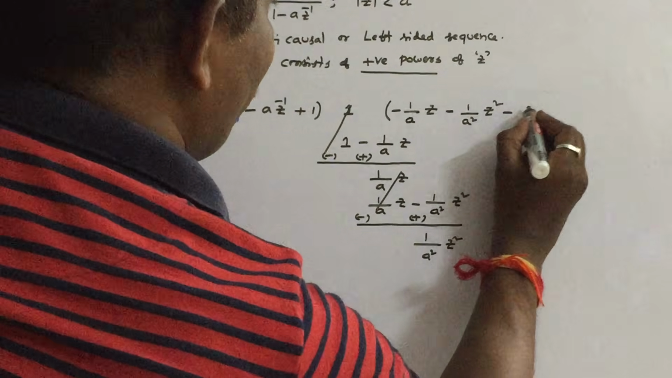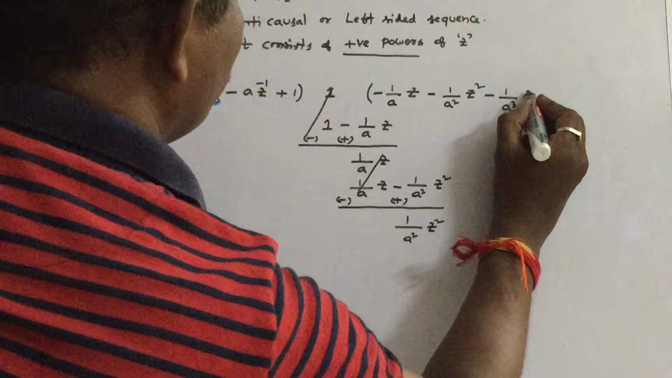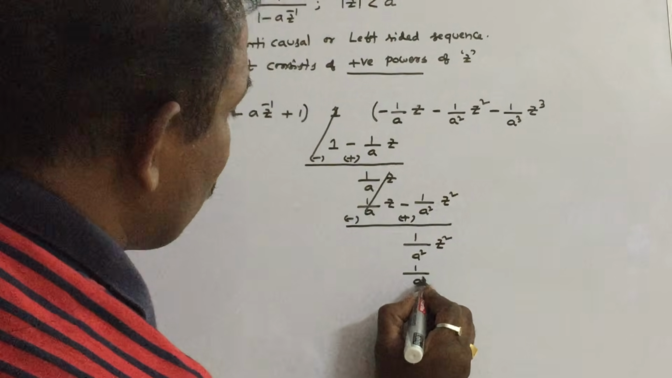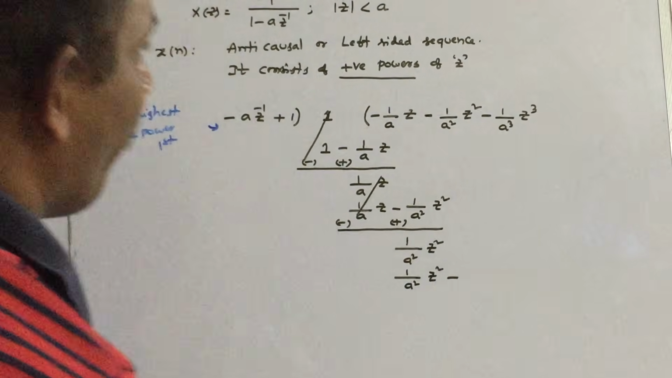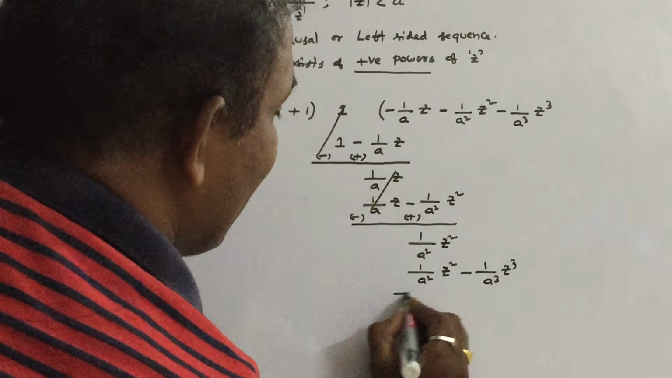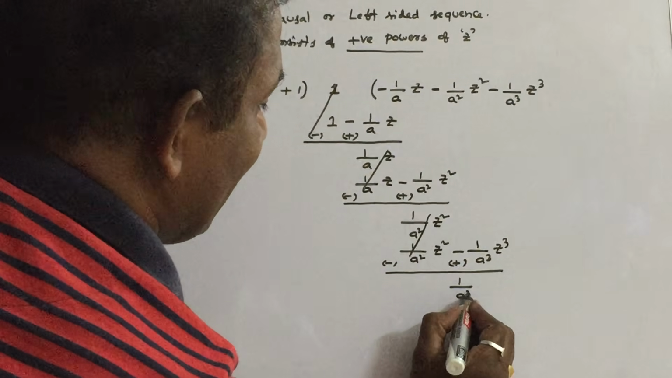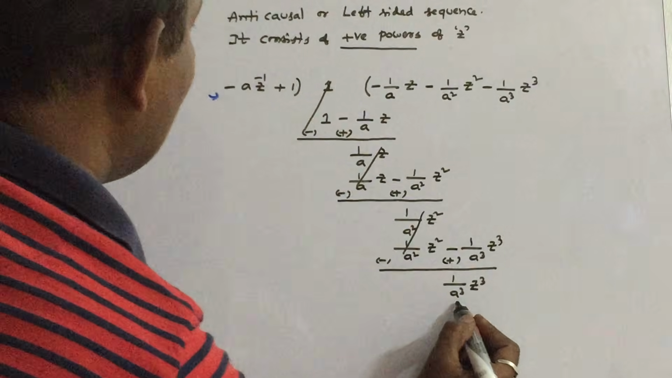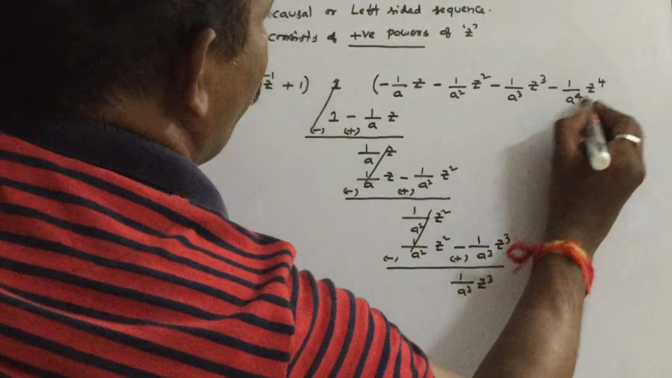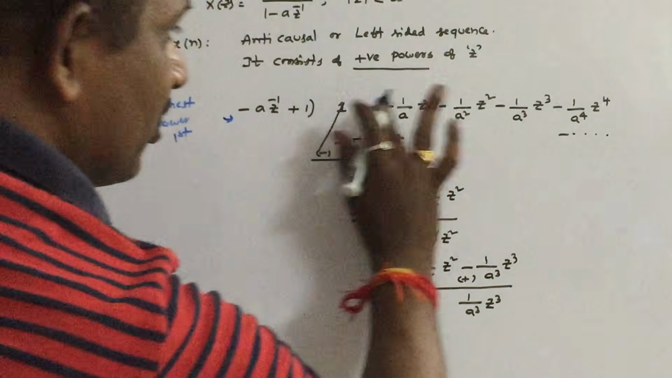Again, to get this term, multiply with minus 1 by a cube z cube. So you get 1 by a square z square minus 1 by a cube z cube. Just cancel out these two terms, so plus 1 by a cube z cube. To get this term, multiply with minus 1 by a power 4 into z power 4, minus and so on. After 4 or 5 terms, leave this division.